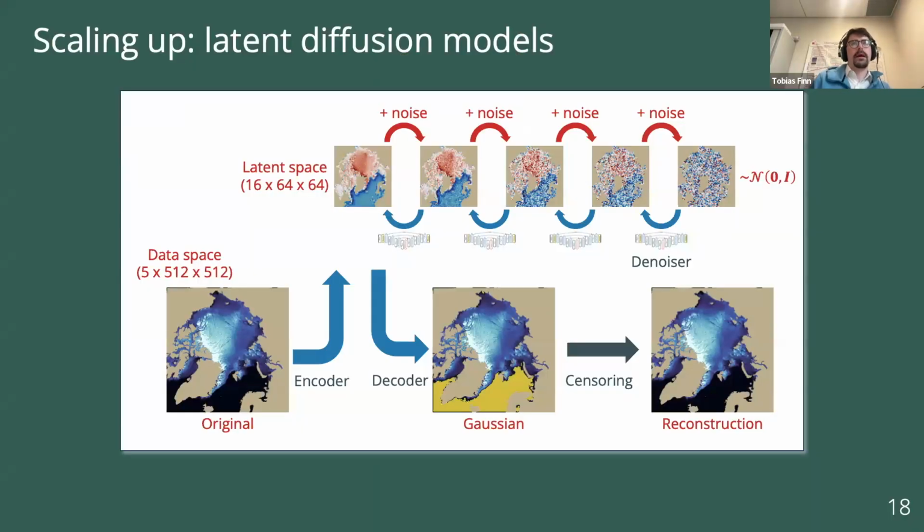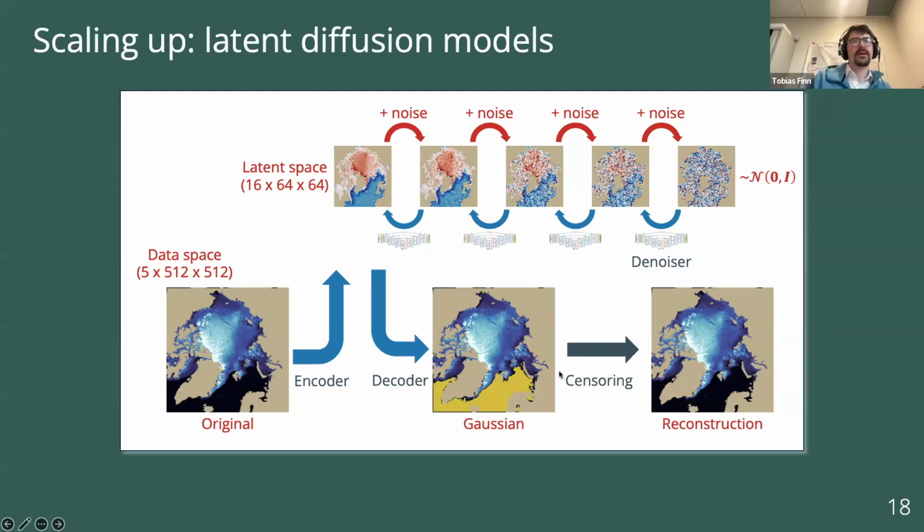In latent diffusion models, the general idea is that we pre-train an autoencoder that compresses our space. For example, going from our 5 variables and 512 times 512 grid points to a latent space with 16 times 64 times 64 grid points, and then do this generative flow process, this diffusion process, in latent space, and then use the pre-trained decoder to go back from the generated latent space into real data space.